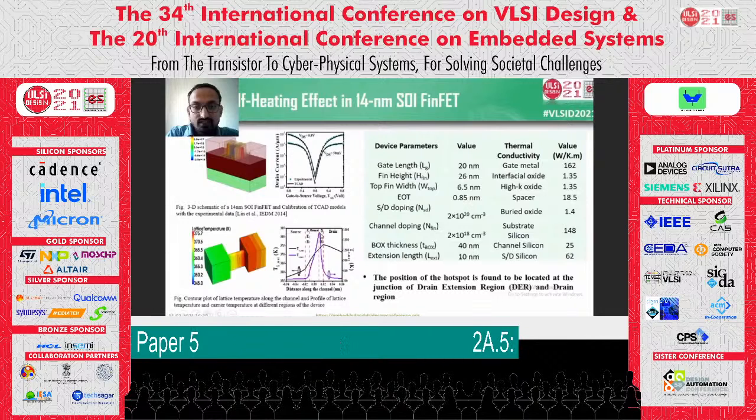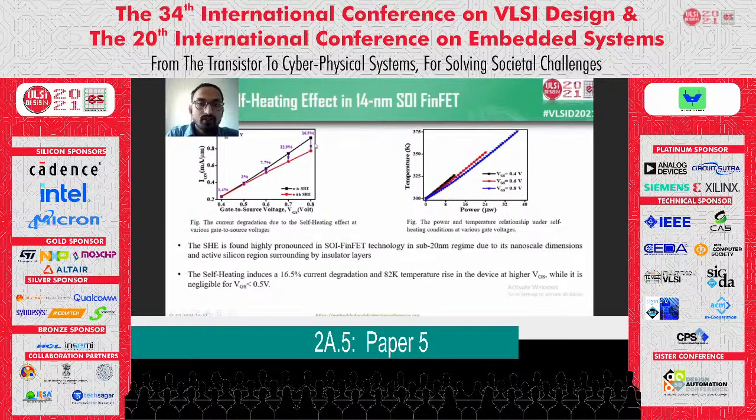Here we have shown the degradation in drive current at different gate voltages. Here we can observe a higher current degradation at higher gate voltages, while it is negligible at 0.5 volts and below. Here we have shown the power-temperature curve at three different gate voltages, 0.4, 0.6 and 0.8 volts. Here we can observe that the slope of the curve reduces with increasing gate voltage. The slope of the curve is called the thermal resistance. So the thermal resistance reduces with increasing gate voltage. It is mainly due to the increase in the heat spreading area.